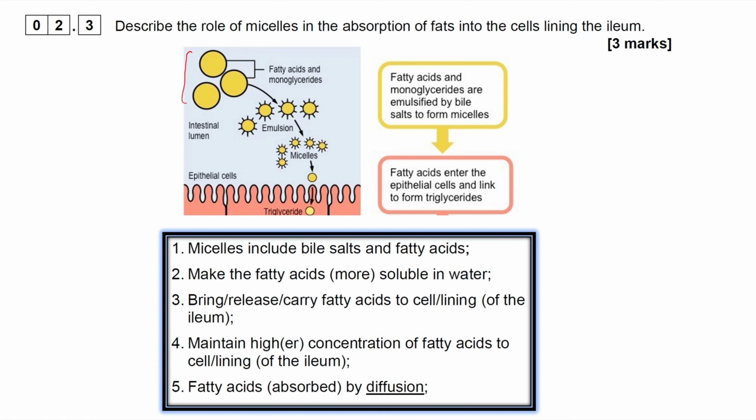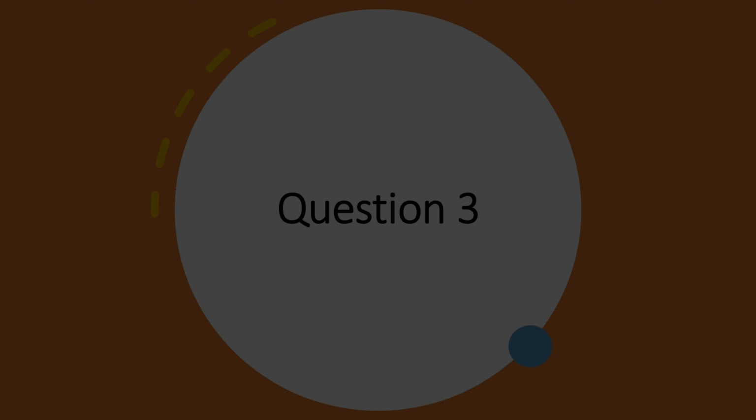So your answer should include any 3 of these points. Micelles include bile salts and fatty acids. And number 2, you can say make the fatty acids more soluble in water. Number 3, bring or release or carry fatty acids to cell lining of the ileum. Number 4, maintain higher concentration of fatty acids to cell or lining of the ileum. Number 5, you can say fatty acids absorbed by diffusion.